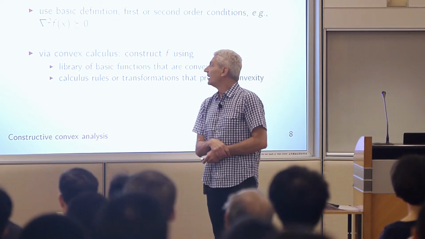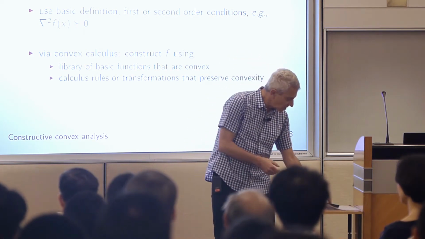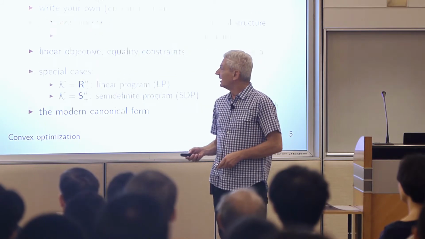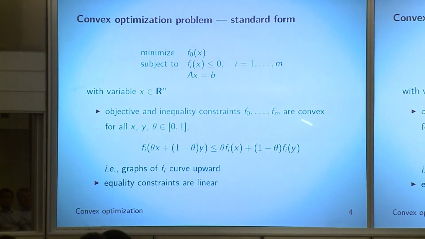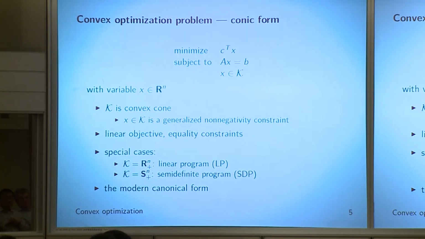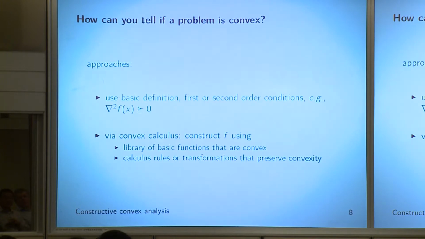Okay, so you could use the basic definition. So you could go back and do this. You could go back and see if you could show that this is true. Right. Well, honestly, unless f is very simple, that's kind of a pain. Okay. I mean, for some things it actually works, but very few. Okay. The other option is you could do things like this.